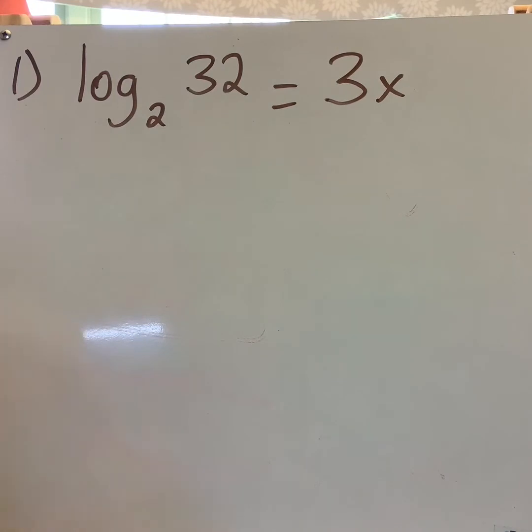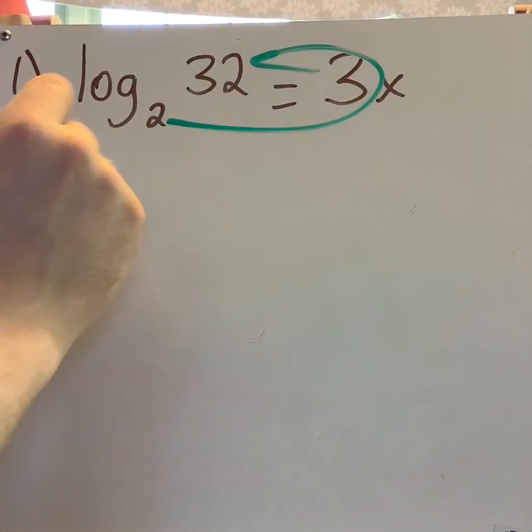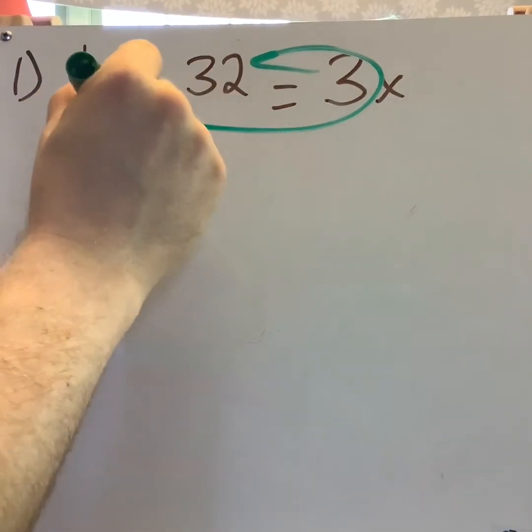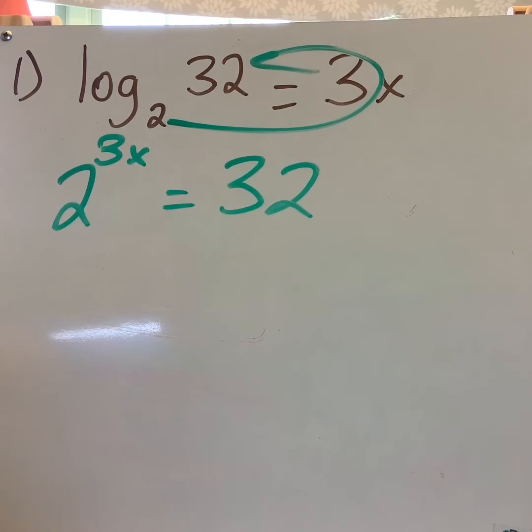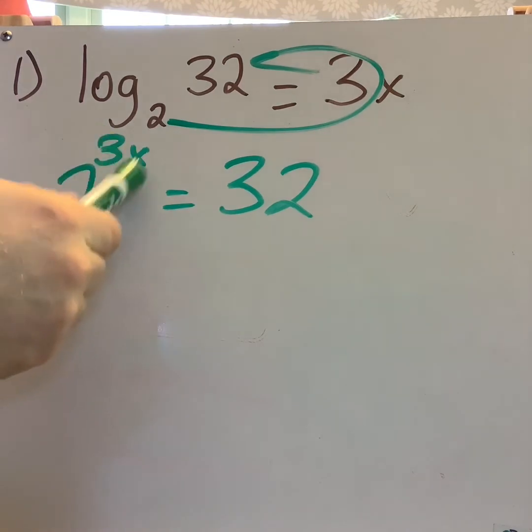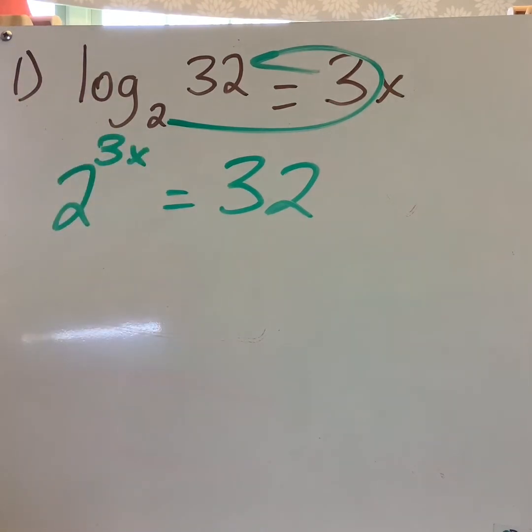So just like before, we are going to do our spiral. We get 2 to the power of 3x is equal to 32. So now we have this type of exponential equation where our variable is up in our exponent. So how do we solve these? If you remember, the way we solved these was we got common bases, dropped the bases, and set our exponents equal to each other. So between 2 and 32, guess what their common base is?